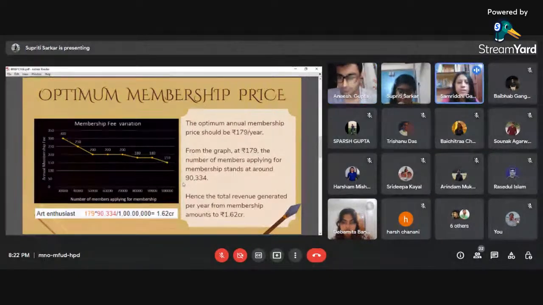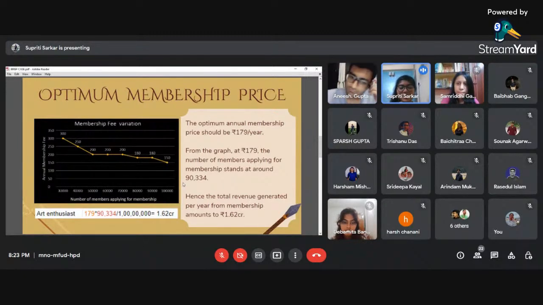Right. But how did you all get this figure 90,334? Is it by some sort of linear interpolation that you did? Absolutely, yes, we calculated the slope and then multiplied it with 179. It's a straight line, so we have the line and we got the point. Got it. Makes sense.